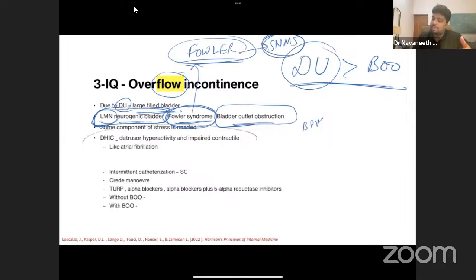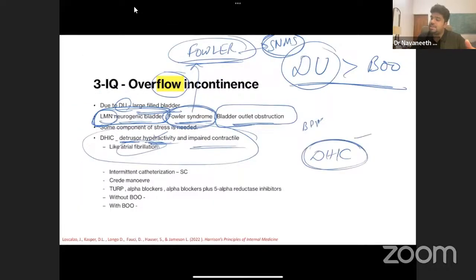I told you there's a type of contraction where the detrusor is like atrial fibrillation, where it's quivering, but it's not contracting. This is called detrusor hyperactivity and impaired contractility. Contractility is impaired, but it is hyperactive. This is like atrial fibrillation. This is called DHIC. DHIC is important to know.